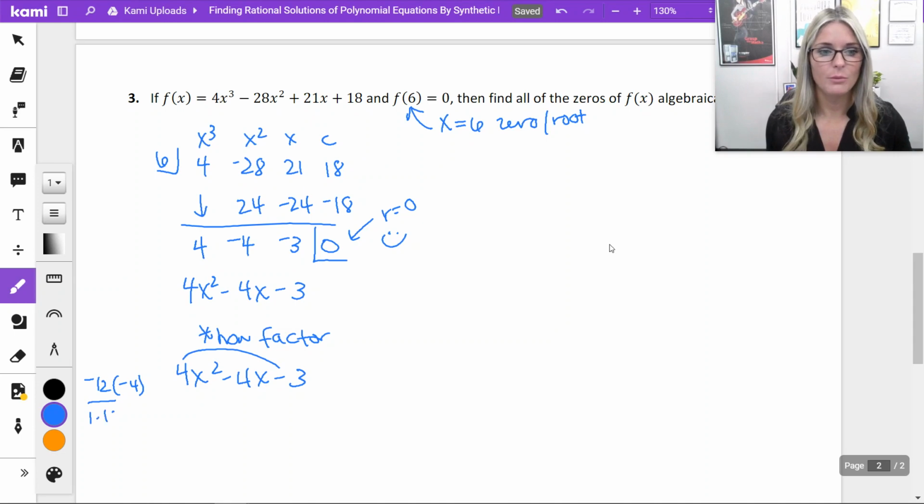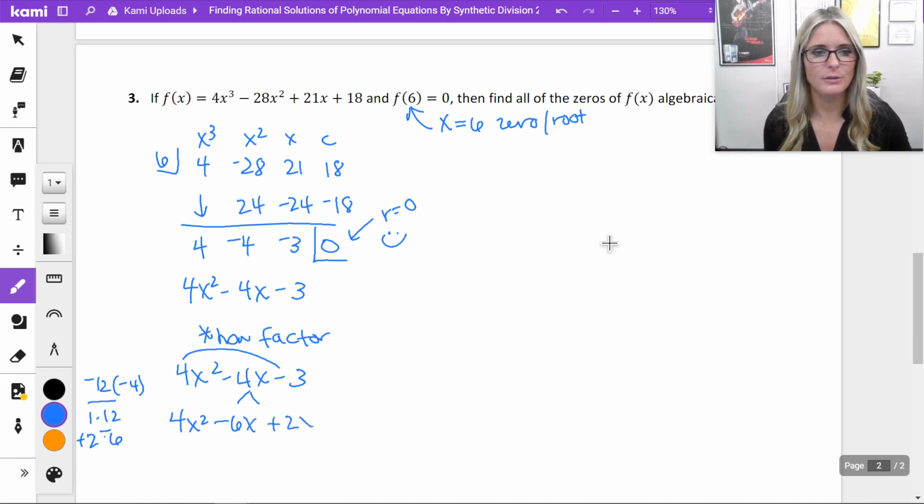So probably not 1 and 12. Let's do 2 and 6. Positive 2 with a negative 6, I think, is going to get me what I need there. So let's split up the middle here. I'm going to do 4x squared minus 6x plus 2x minus 3. I'm not sure if that's the best choice, but I think it's going to work just fine.